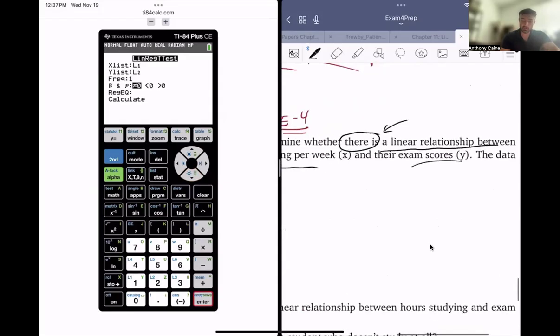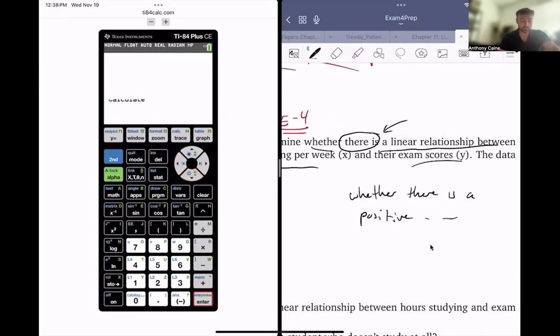If instead the problem said whether there is a positive linear relationship, then I would choose this one. It would have a positive slope. If it wants to know if there's a negative linear relationship, I choose this one. It has a negative slope. But here we just want to know, is there a linear relationship? So it's non-zero. Okay, calculate.